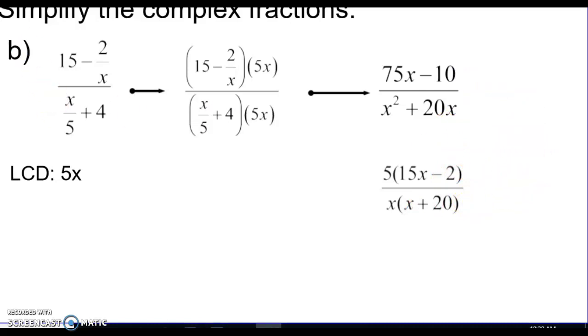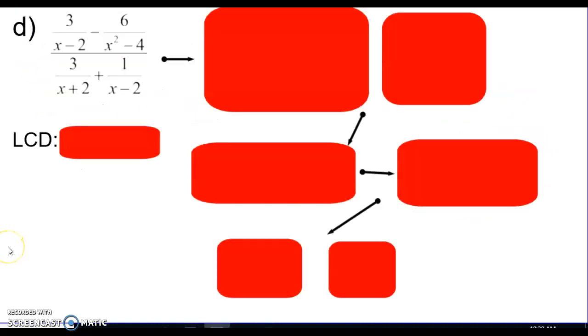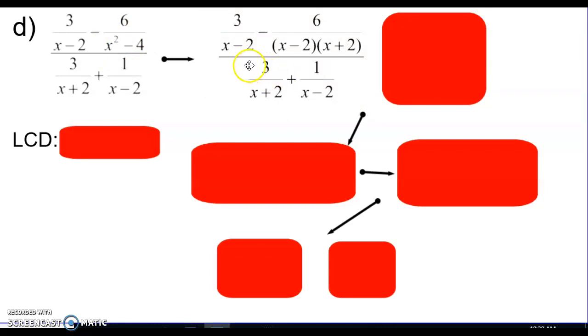The last one we're going to look at is letter D, still in that lower section here. So this looks like a lot. So we have x minus 2, x squared minus 4, x plus 2, and x minus 2. This denominator of x squared minus 4 is what jumps out at me because I know that's a difference of 2 squares and I can factor it. So we want to factor it to help us determine what our least common denominator is.